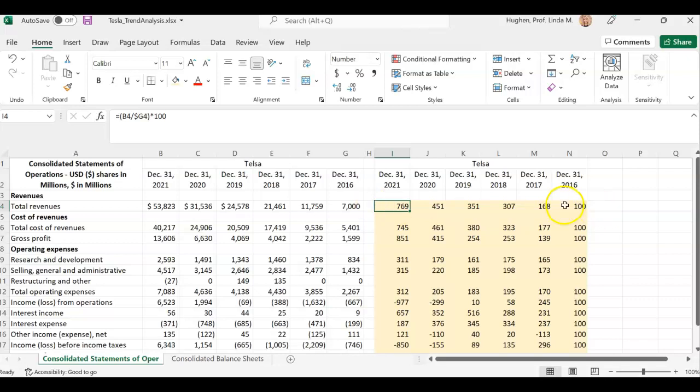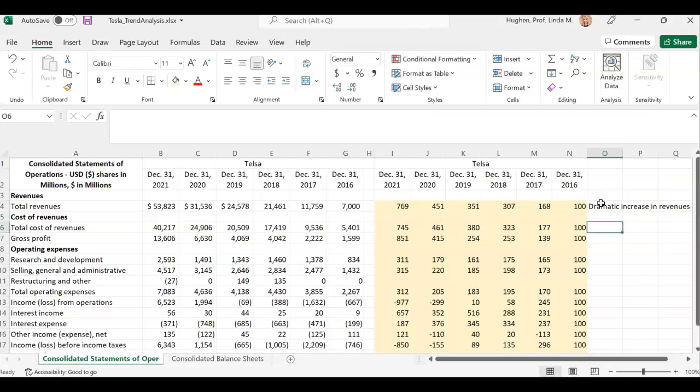So what can we say about revenues? Revenues increased almost eightfold over the 5 years prior. To go from 100 to 769, what does that change? Well, the numerator would be 769 minus 100, divided by 100. So it would be a 669% increase in revenues. So we have a dramatic increase in revenues.